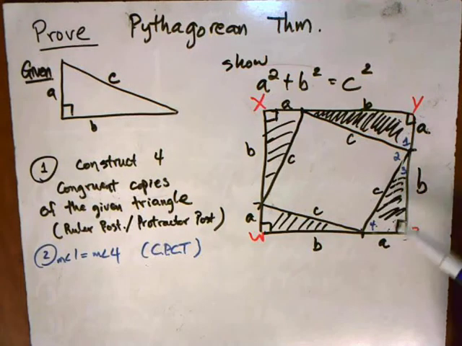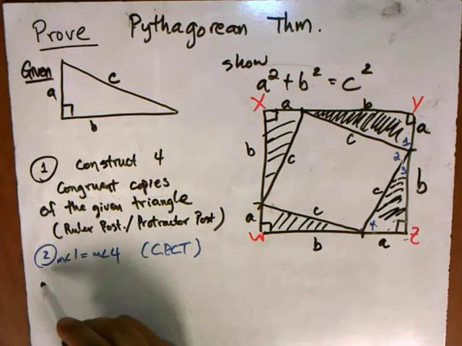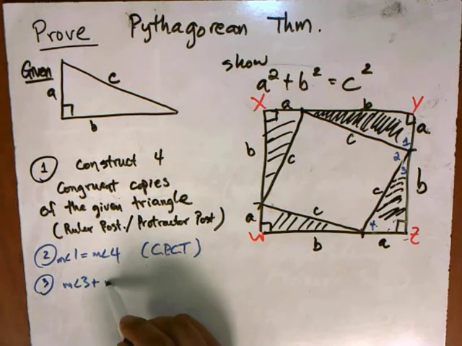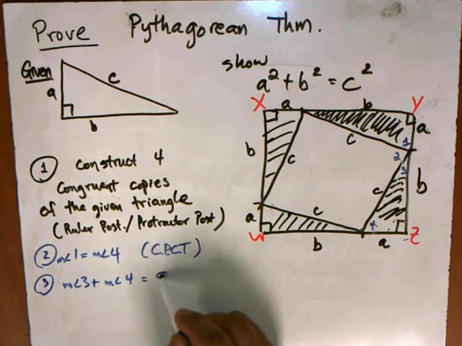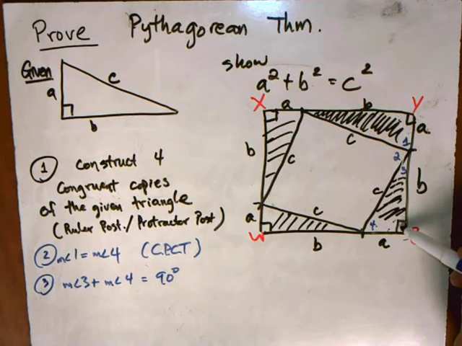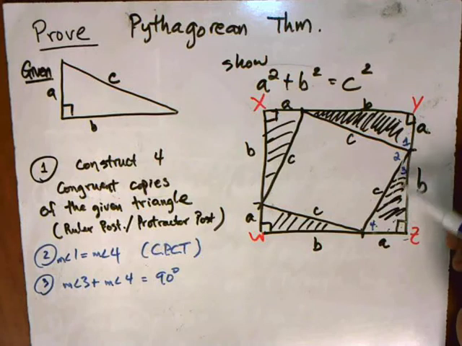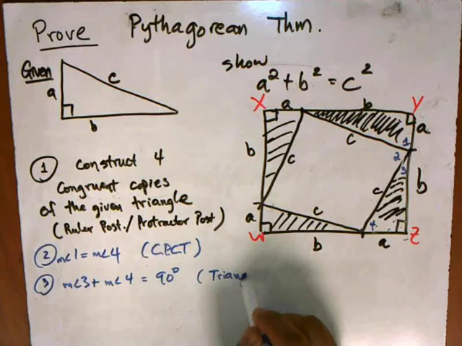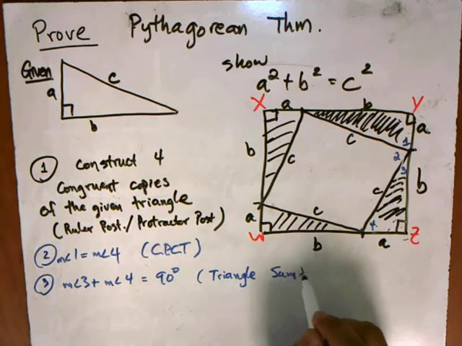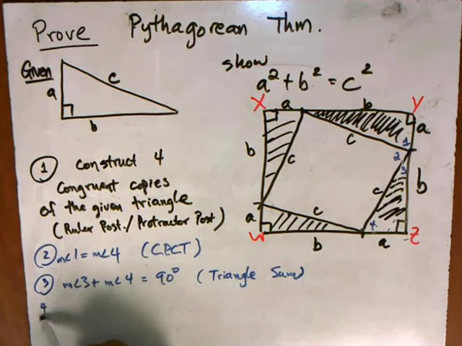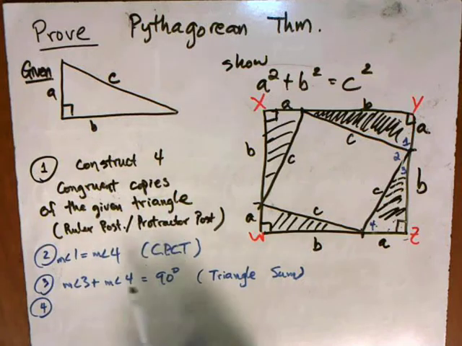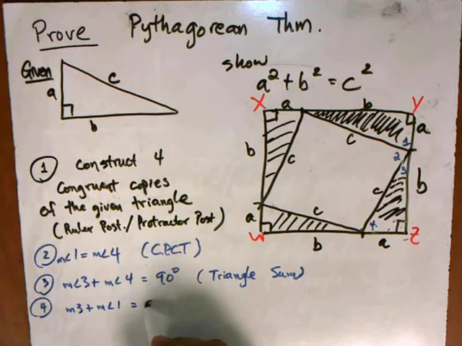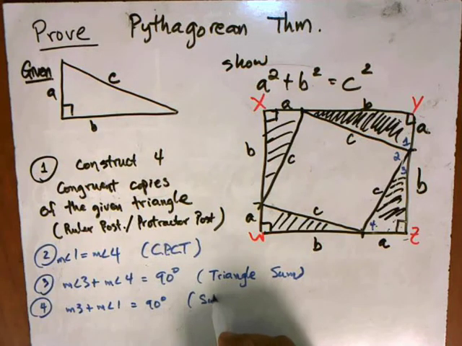You can also see here that angle 3 and angle 4 have to add up to 90 degrees. So the measure of angle 3 plus the measure of angle 4 has to equal 90 degrees, because I have an angle here that's 90, and all three of these have to add up to 180, so 3 and 4 have to give you 90. That's the triangle sum theorem. Then I'm going to substitute 1 in for 4, so the measure of angle 3 plus the measure of angle 1 is equal to 90 degrees. This is substitution.